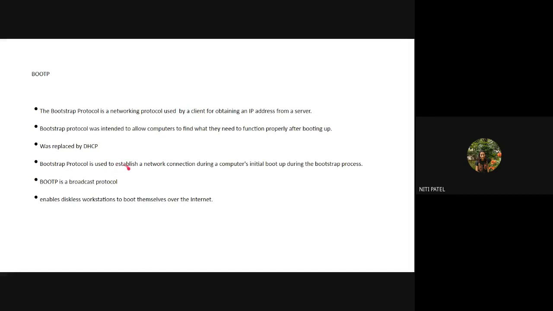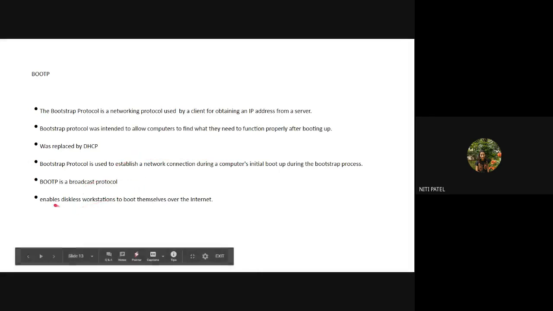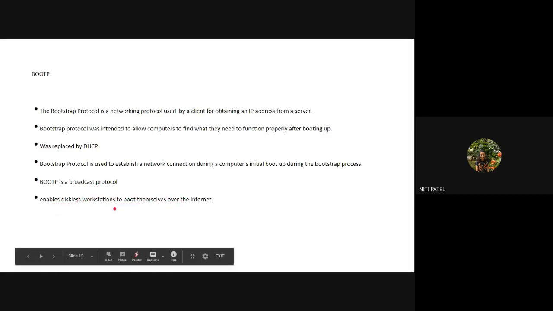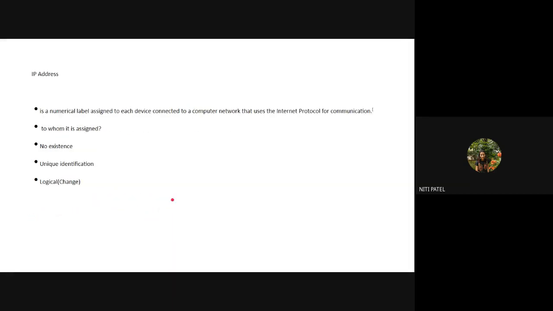Bootstrap protocol is used to establish a network connection during a computer's initial boot up during the bootstrap process. So I have to perform this bootstrap processing, or I have to load this operating system and all the other components before I connect to a network and before I ask for the IP address. It is a broadcast protocol, enables diskless workstations to boot themselves over the internet. So the difference which we are talking about in Bootstrap and your DHCP is about this. It enables the diskless workstation to boot themselves over the internet.